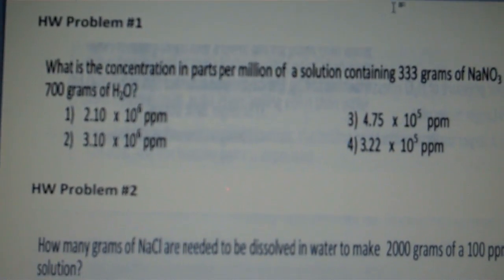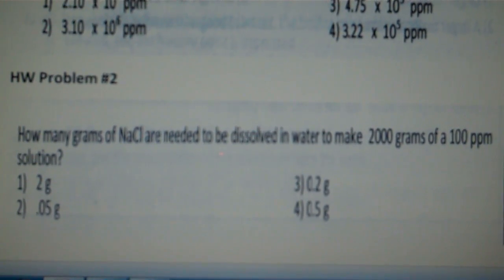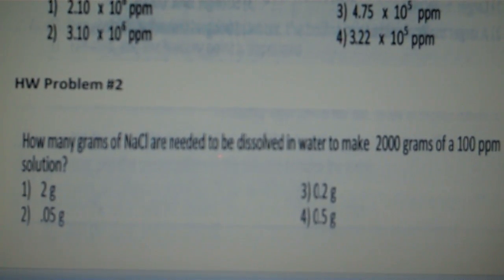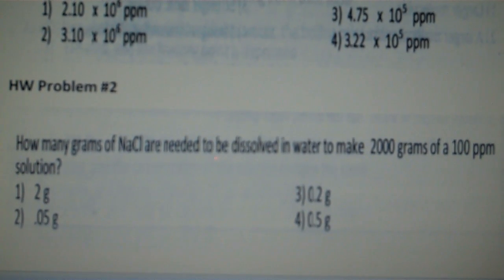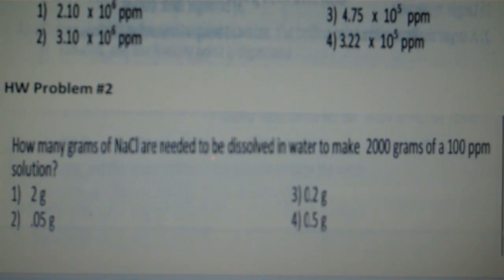The second question, problem number 2, a little bit more straightforward. How many grams of sodium chloride are needed to be dissolved in water to make 2,000 grams of a 100 parts per million solution?